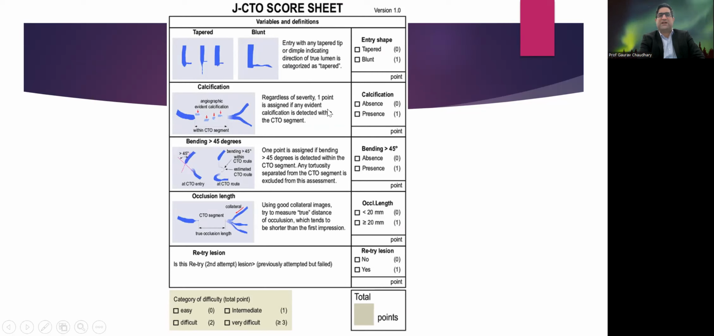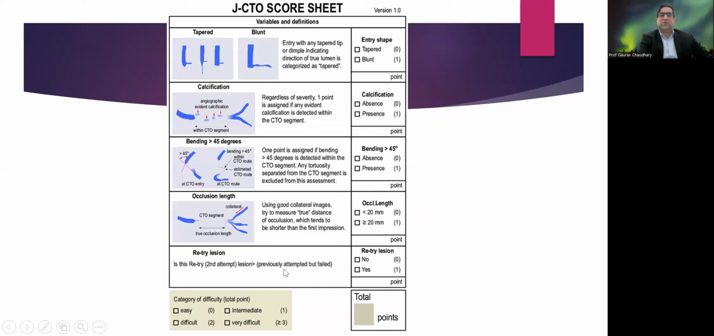For calcium, regardless of severity, 1 point is assigned if there is any evidence of calcium in the CTO segment. Presence will give a score of 1. And if there is a bend of more than 45 degrees between the proximal CTO segment and the distal vessel, then of course it is again a difficult one, and the presence of a bend of more than 45 gives a score of 1. If the occlusion length is more than 20 millimeters, then of course it is a bit tougher and a score of 1 is given. And if it is a retry or second attempt after a first failed attempt, then again it qualifies for a score of 1.